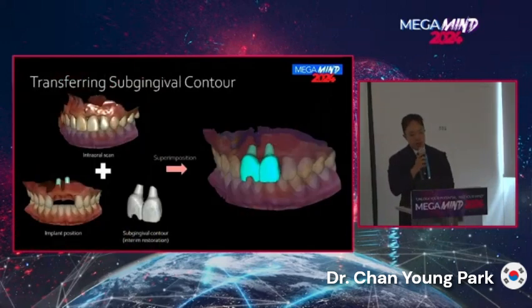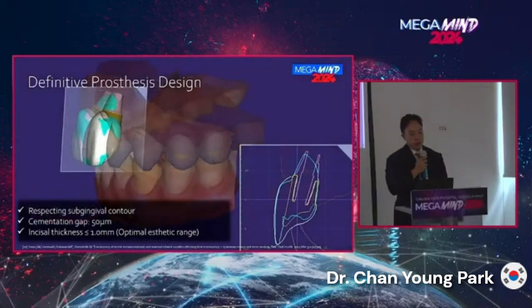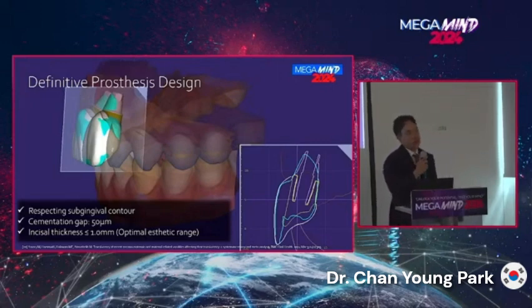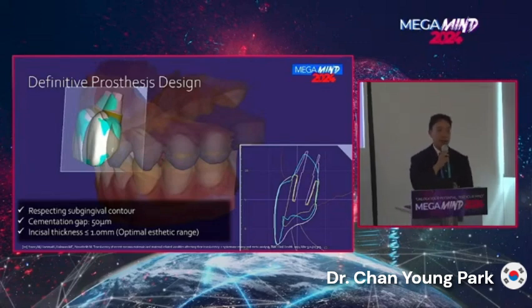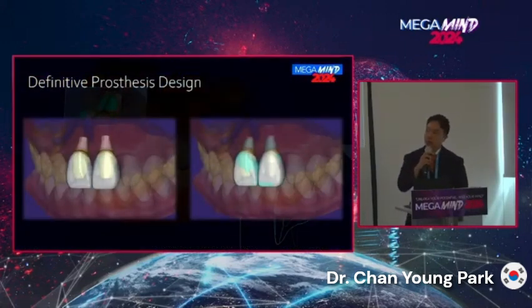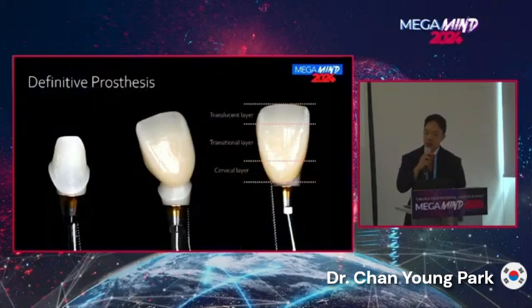So after scanning the interim prosthesis and the intraoral data, they were all merged together in the virtual CAD software. And using this information, the definitive prosthesis was designed respecting the subgingival contour while giving the cementation gap about 50 microns and incisal thickness of 1 millimeter. Now, this 1 millimeter thickness is the suggested thickness for optimal translucency of the incisal layer in multi-layer zirconia.